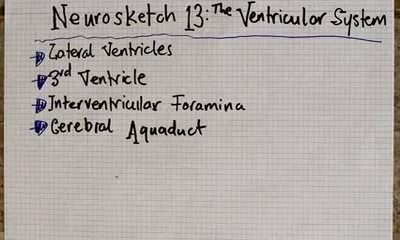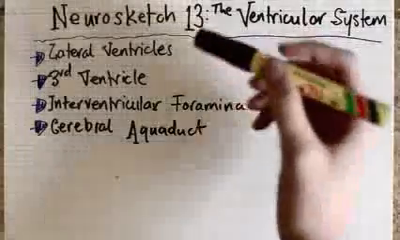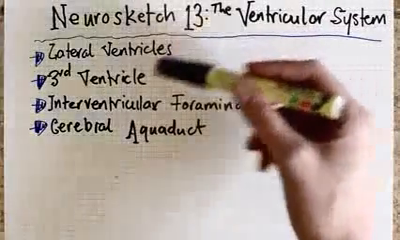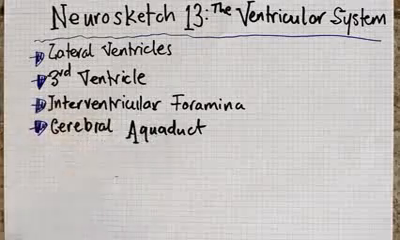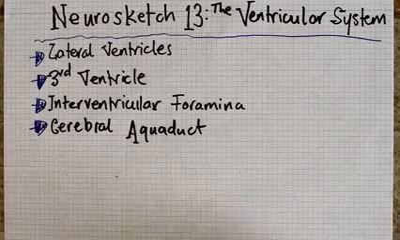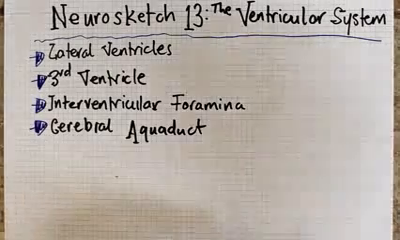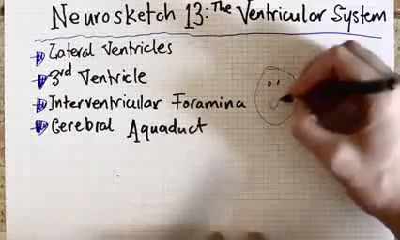Let us begin looking at the ventricular system. We're going to have a look at the shapes of the lateral ventricles and the third ventricle, and we're also going to identify the interventricular foramina, also known as the foramina of Monroe, and we're going to identify the cerebral aqueduct.